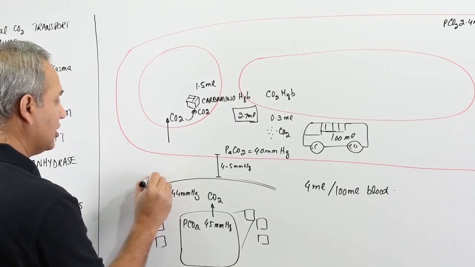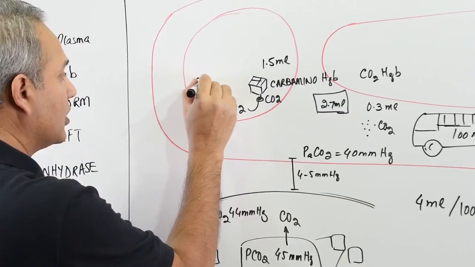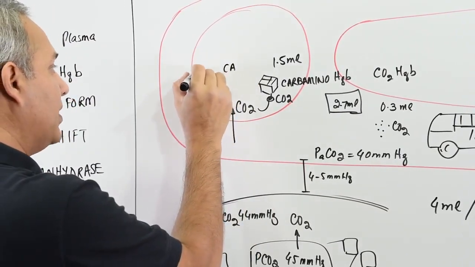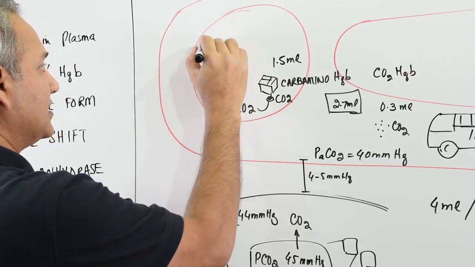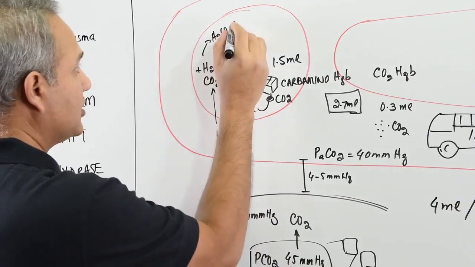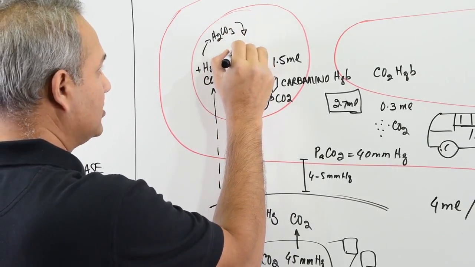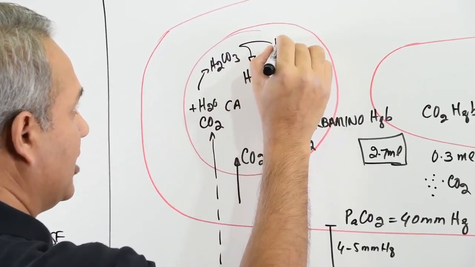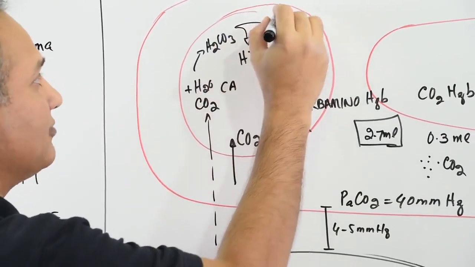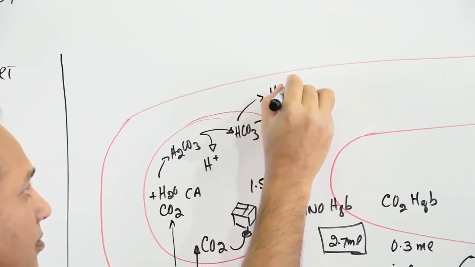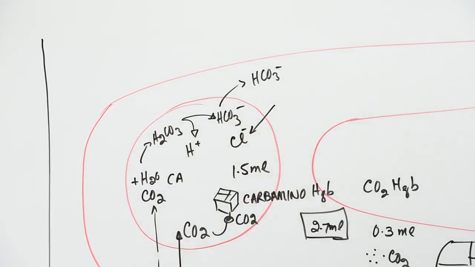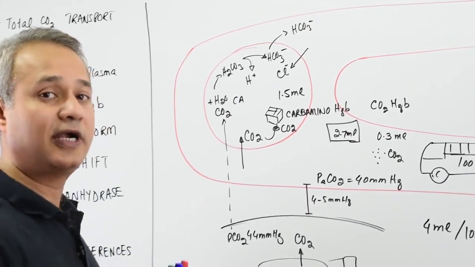Carbon dioxide dissolves in. Over here, carbonic anhydrase enzyme is present. That is going to combine carbon dioxide with water, and the result is H2CO3. Right? H2CO3 then gives off H ions and gives off bicarbonate. Now the bicarbonate dissolves out. And what comes back in as an exchange for electrical neutrality? Chloride comes in. This is called chloride shift.